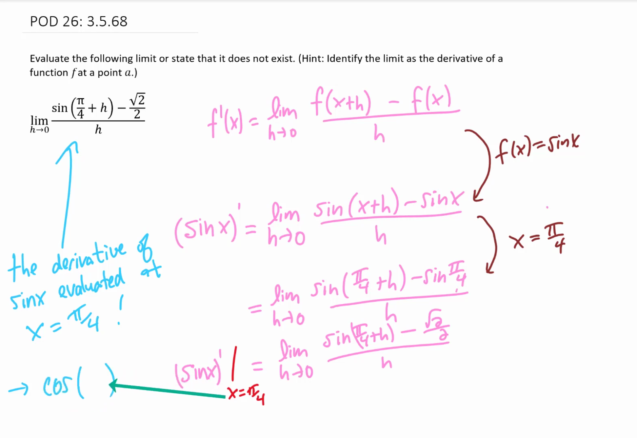Either way you do it, you take a derivative of sine of x first, that's cosine of x. Then you plug in x equals pi over 4, that leaves us with cosine of pi over 4. And the final answer for the limit of this problem is just cosine of pi over 4, which is the square root of 2 over 2.